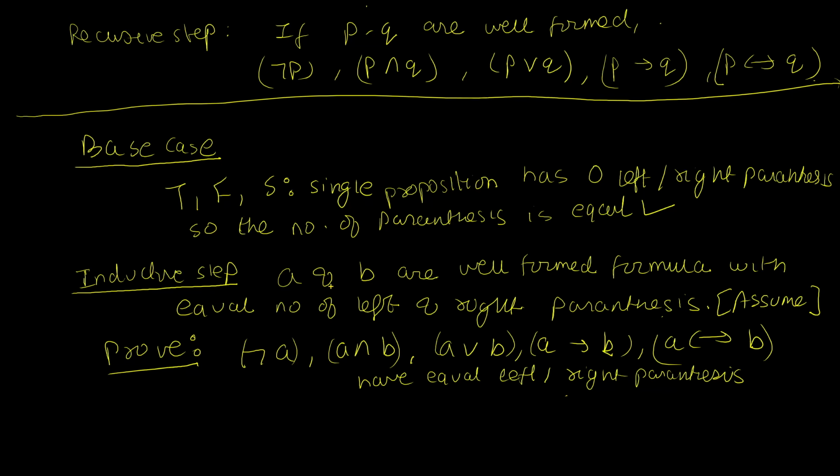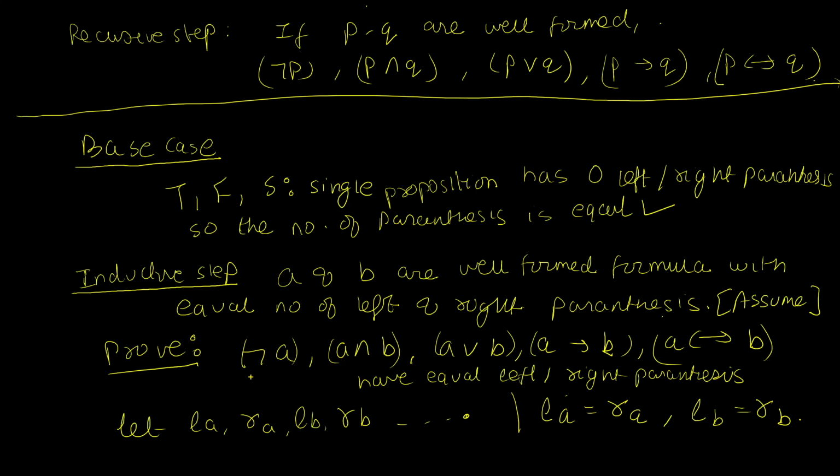So let us approach it this way. Let us assume the number of parentheses in A and B that are already existent. So let LA, RA, LB, RB be the left and right parentheses in A and B respectively. Then by my assumption in the inductive step, I have assumed that A and B have an equal number of left and right parentheses. So that means I can guarantee that the left parenthesis count in A is equal to the right parenthesis count in A, and I can also guarantee the same for B. And now we'll look into the various ways of combining A and B and count the number of parentheses, and show they are equal in each case.